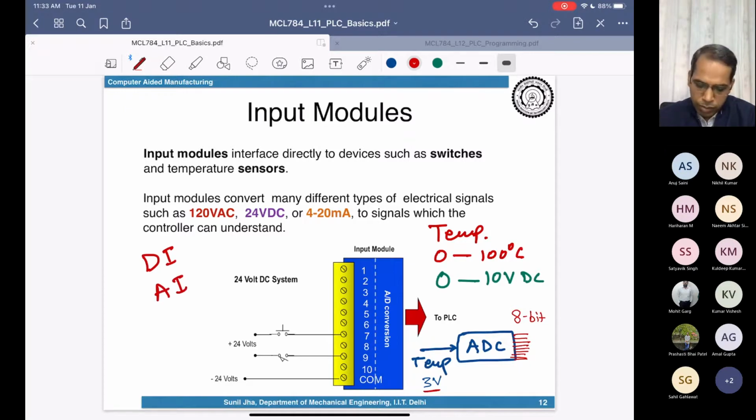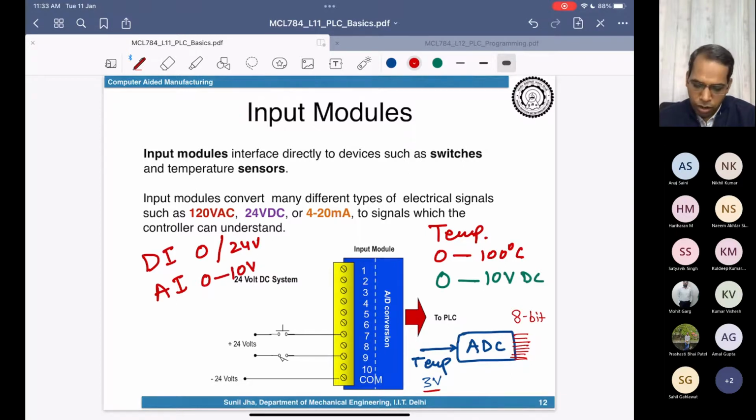A digital input takes the signal directly coming to it, either 0 volt or 24 volt. Sorry, I will remove this dash because otherwise you will understand it as a range. No, it's not a range. It is either 0 volt or 24 volt. And my analog inputs are coming from 0 to 10 volt. They are coming within a range.